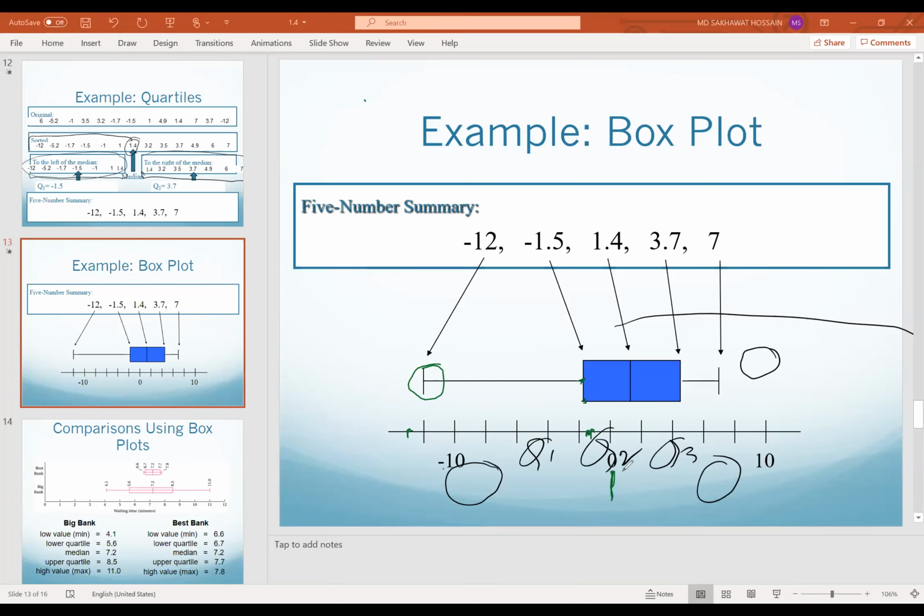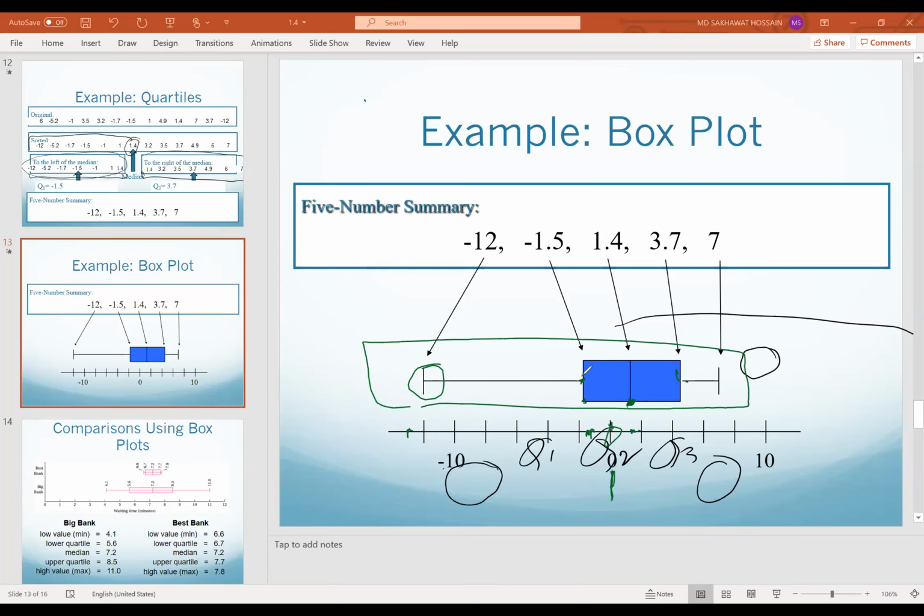And 1.4, this is 0. So this is 2. So 1.4 will be somewhere here. So that's why we have Q2, or x tilde, here. And then you have to look at Q3. So Q3 is here, which is 3.7. Then you will draw the box plot. So this is our box plot.